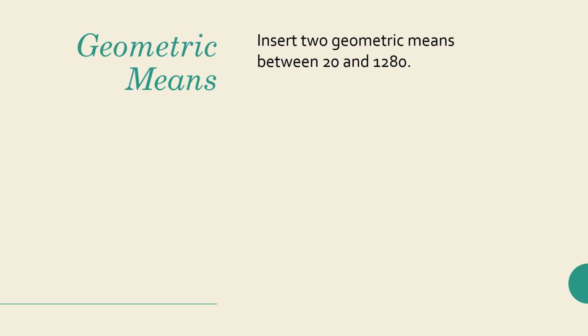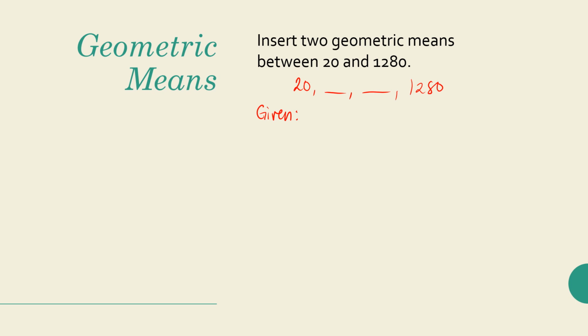You have to write first in this manner. Since we are dealing with inserting two geometric means, you have to insert these geometric means in between these two extremes. So therefore 20, comma, blank, comma, blank, comma, 1280. So you have only two geometric means, and the total number of terms is 4. So here's the given.